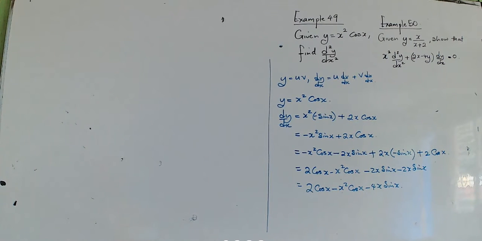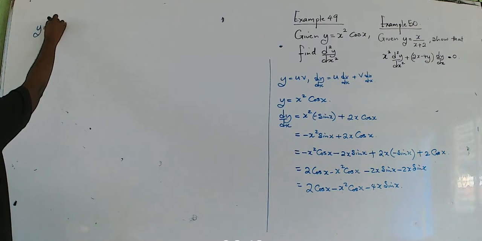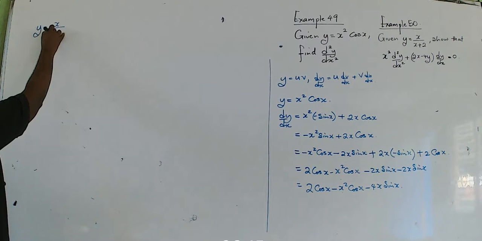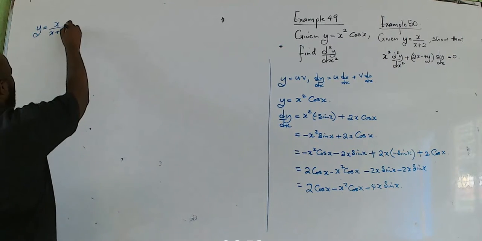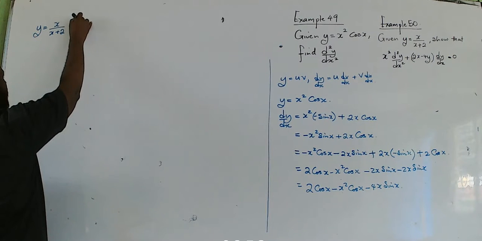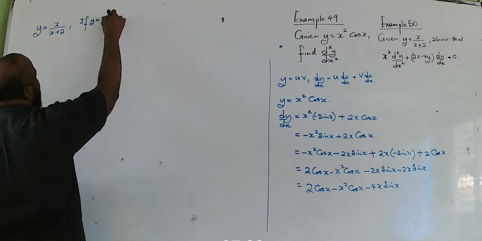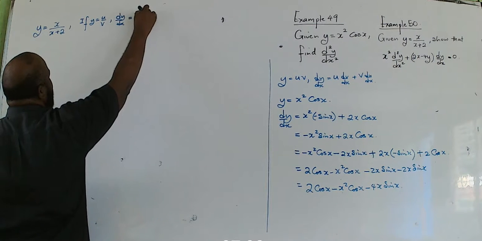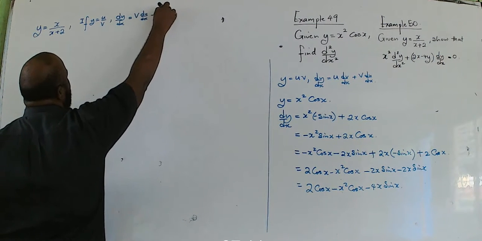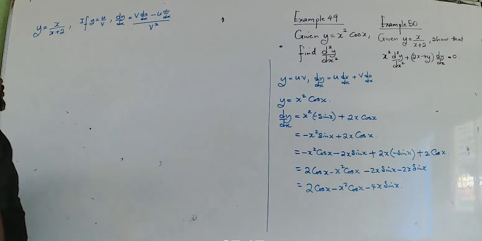We're told, given that y is equal to x over x plus 2, which is a quotient. You have a function in x divided by another function in x. So we're going to have to apply the quotient rule, which says that if y is equal to u over v, dy by dx will be equal to v du by dx minus u dv by dx all over v squared.